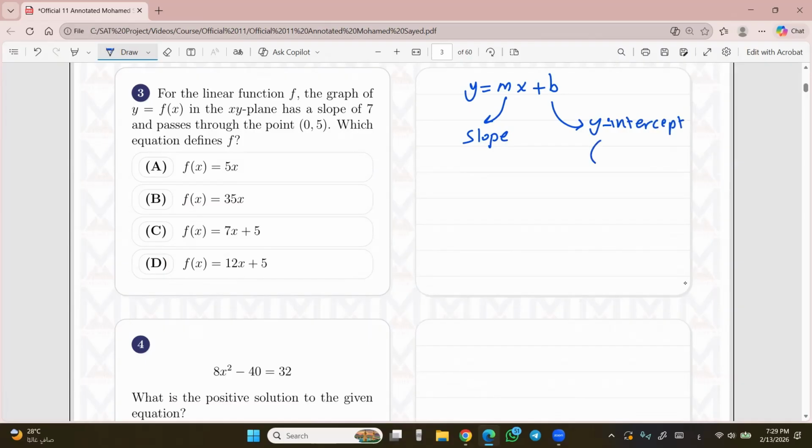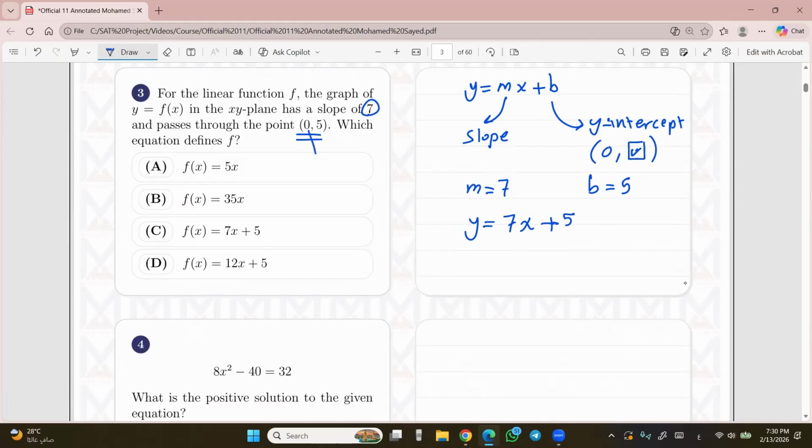And this y-intercept happens when x is 0 and a number here. This number is the y-intercept. So here we have 0 and 5, which makes the value of b equal to 5. And the slope is equal to 7 as mentioned here. So m is equal to 7. Then we can write the equation y is equal to 7x instead of mx plus b, which is plus 5.